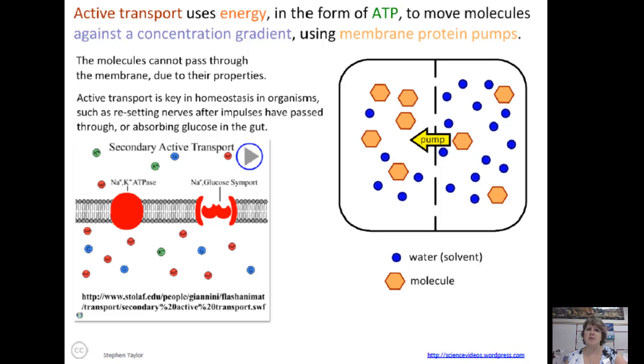So these molecules, remember, not all molecules can pass through the membrane due to their properties, and sometimes we don't want to go down the concentration gradient. We want to go up, so we want to climb up the slide. So active transport is a key process in homeostasis in organisms because it can really help to reset a cell after an impulse has been set. So we're going to look at this video.